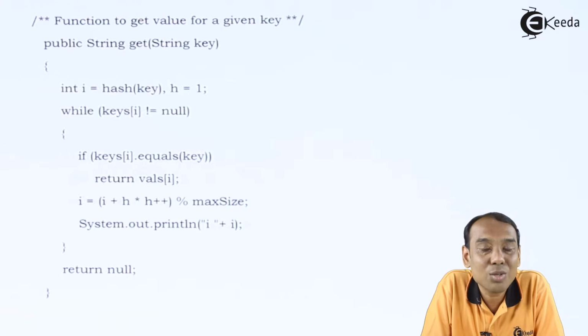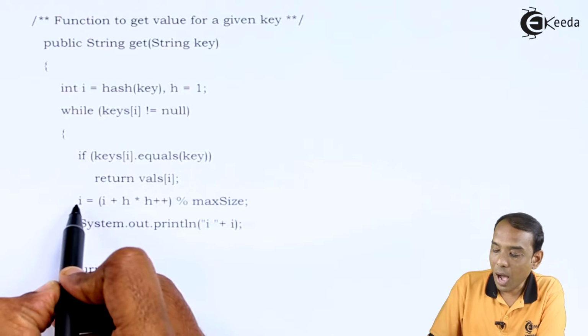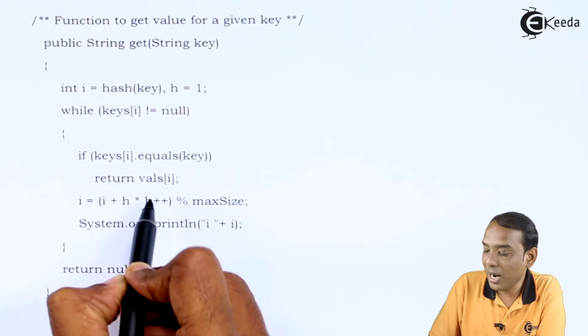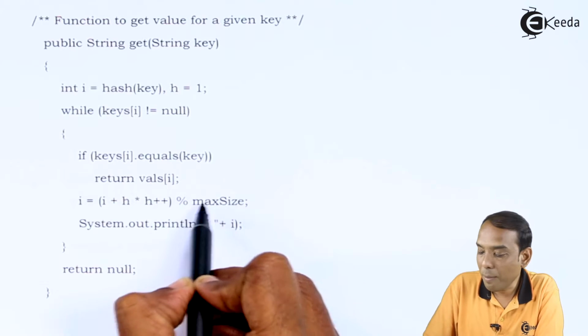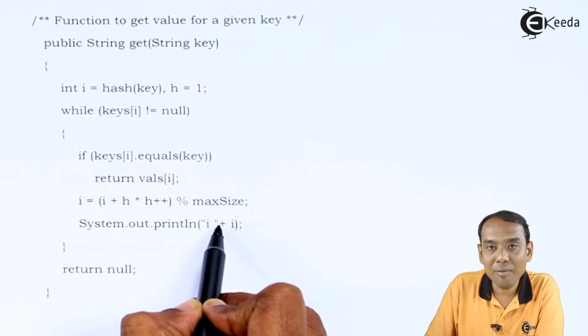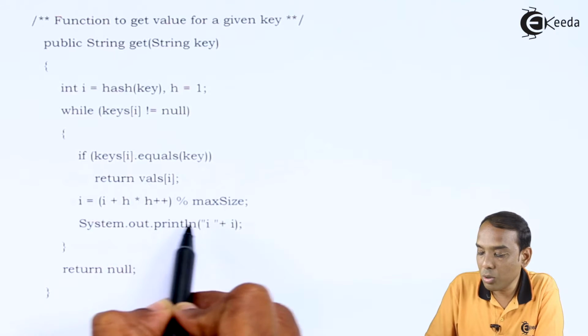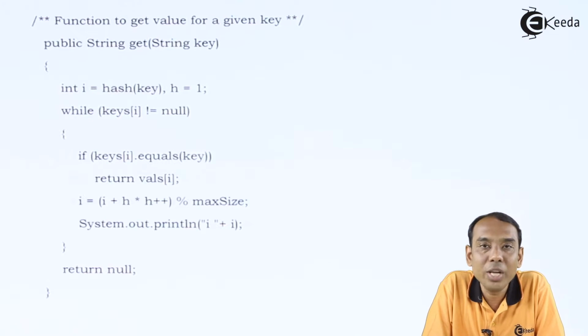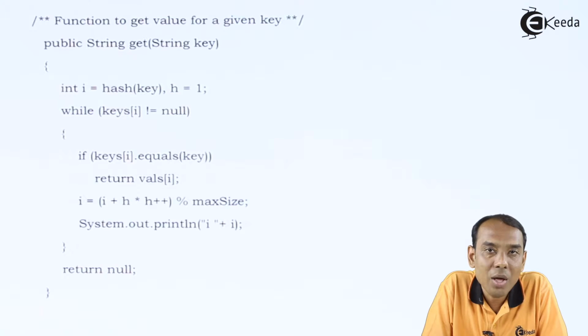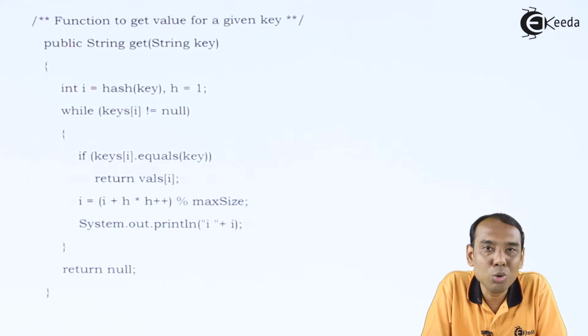That is, we need to add the successive value of i. How do we add the value of i? Yes, you have guessed it right. It is going to be i = i + h * h++. This is called post increment. Mod max size. Once this is done, then the i value is fetched. So we have System.out.println of the i value displayed. Once this is done, the corresponding key and its corresponding value is fetched to the user. So once this is done, we are going to return null. This is how you fetch the corresponding key from the user and its corresponding value is displayed to the user.